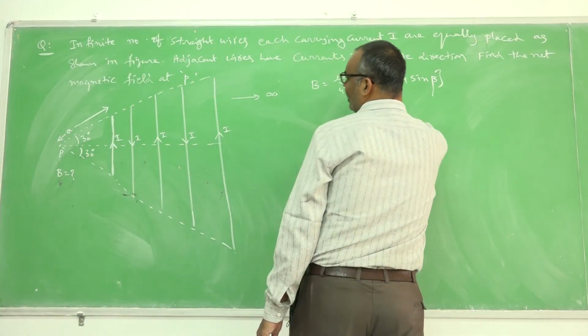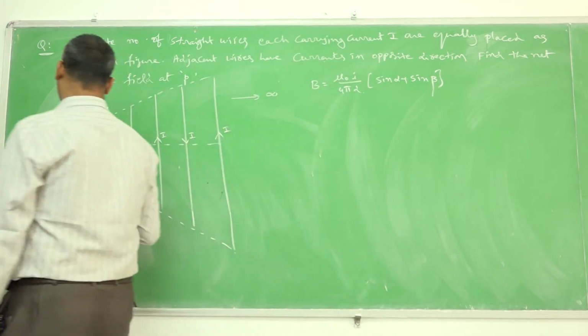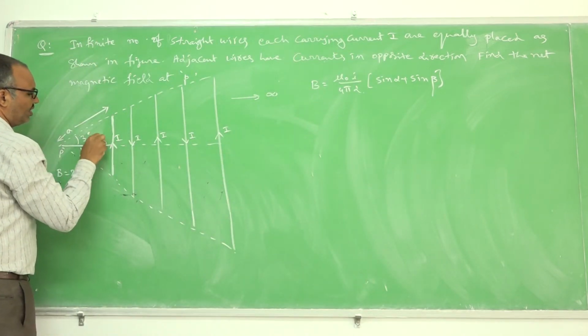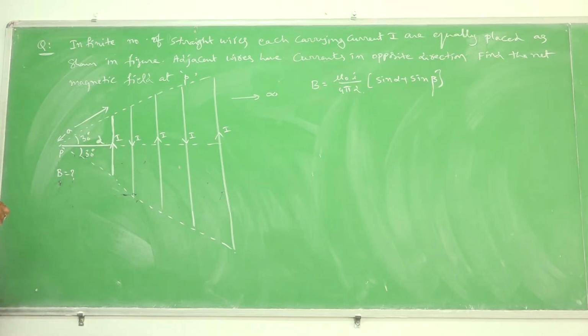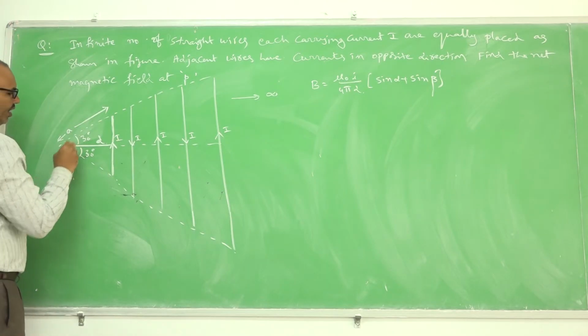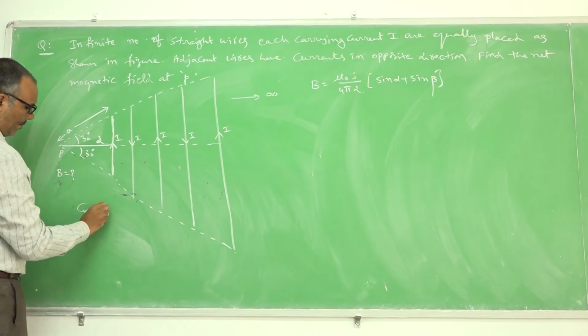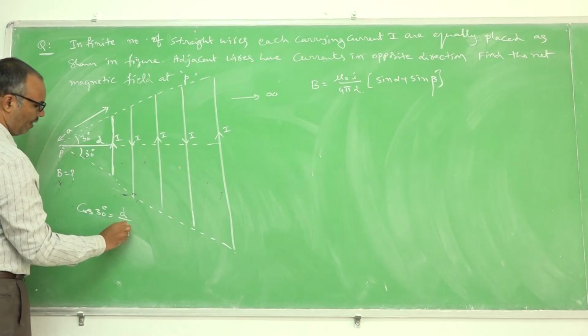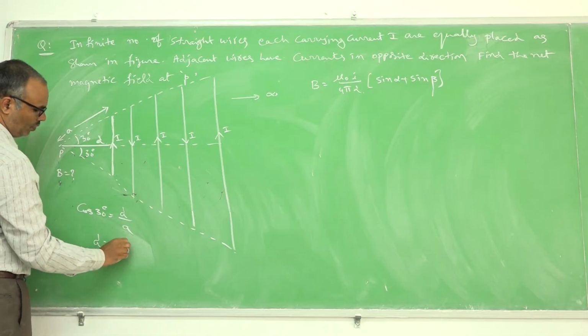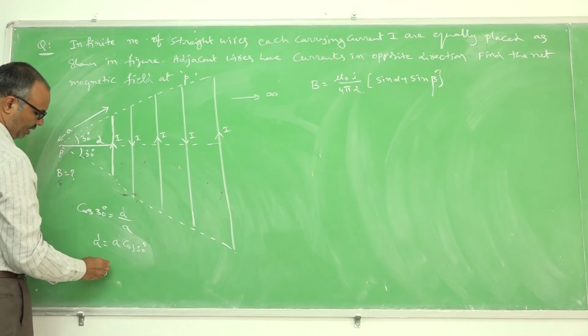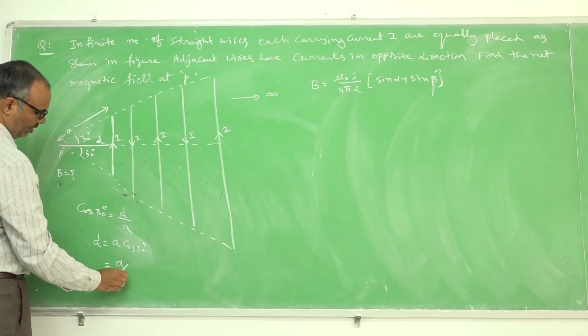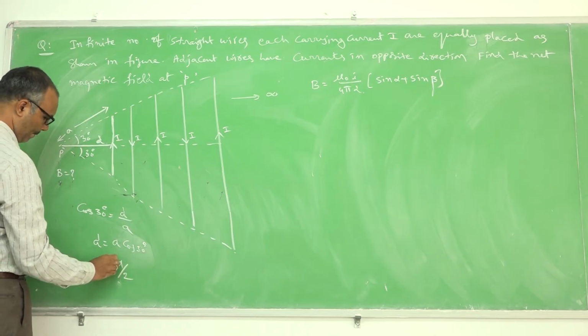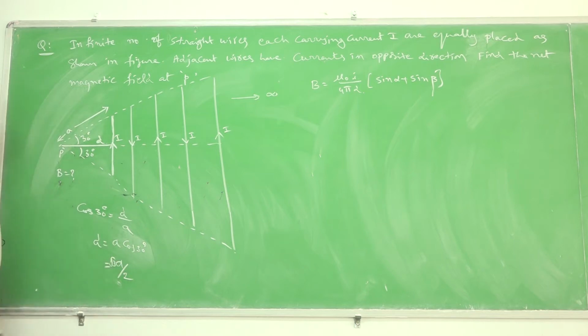But what is this d exactly? d is exactly the distance here. This is the distance d. So here, if I take cos 30, it is d by a. d is equal to a cos 30. Cos 30 is root 3 by 2. So root 3 a by 2 is the distance.